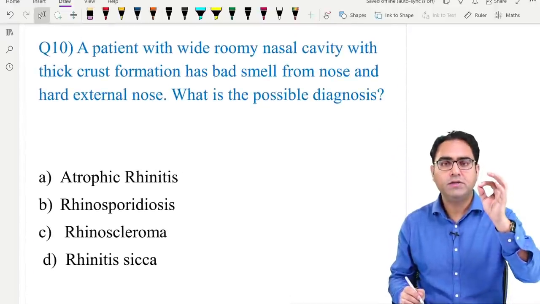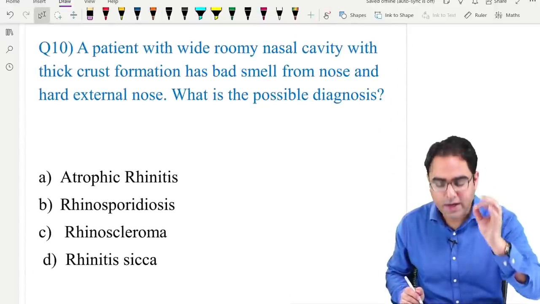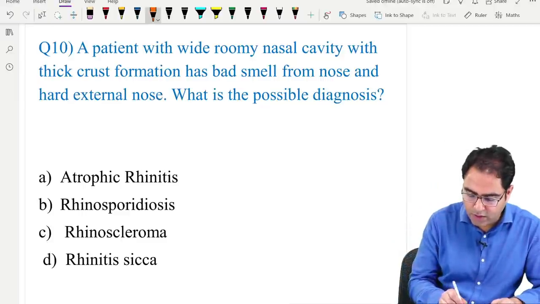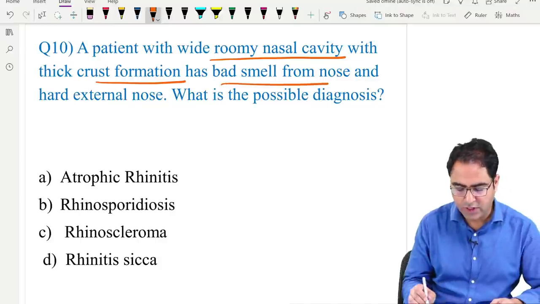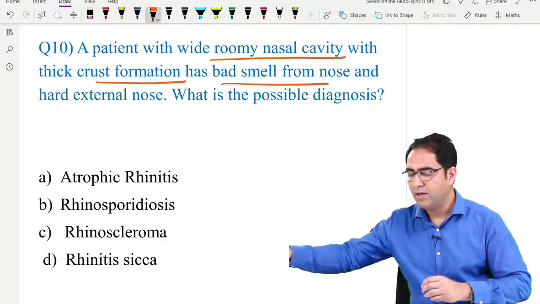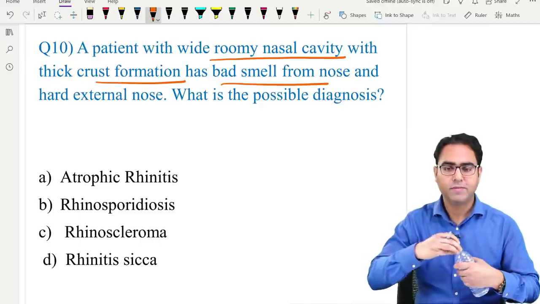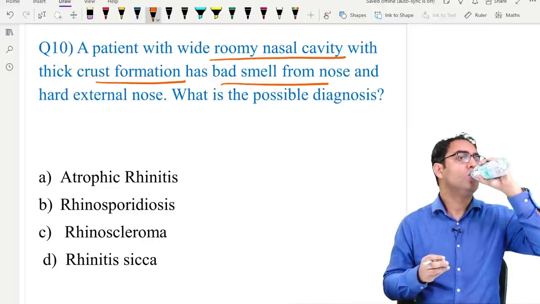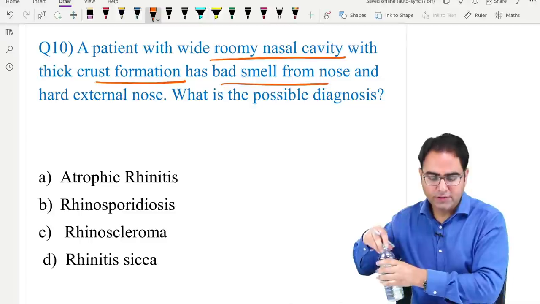A patient with a wide roomy nasal cavity with thick crust formation, bad smell from the nose and hard smell. Anybody, what is the answer? Can you tell me what is the answer?